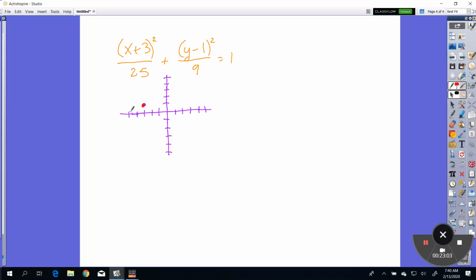The x direction we go 5. So 1, 2, 3, 4, 5. The y direction we go 1, 2, 3. And now since it's an ellipse, you connect the dots.